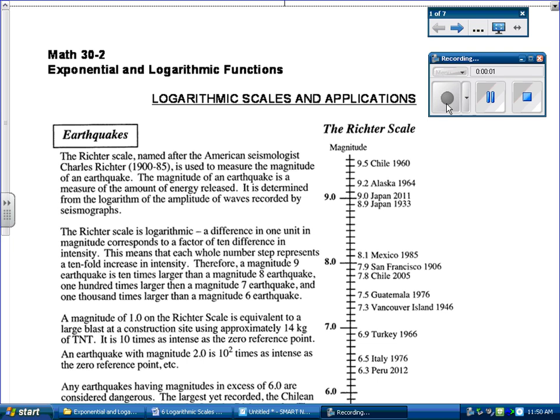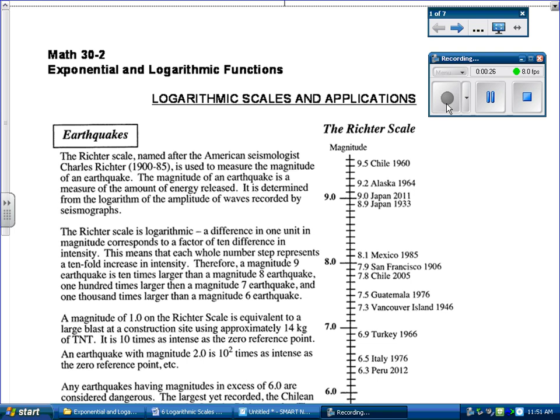Okay, here we are again, last lesson in exponential and logarithmic functions, and we're going to talk about logarithmic scales and applications. A logarithmic scale is a scale that compares values in some way using powers of 10. So the three that we're going to look at are earthquakes, so the Richter scale, loudness of sound, so decibels, and then the pH scale.